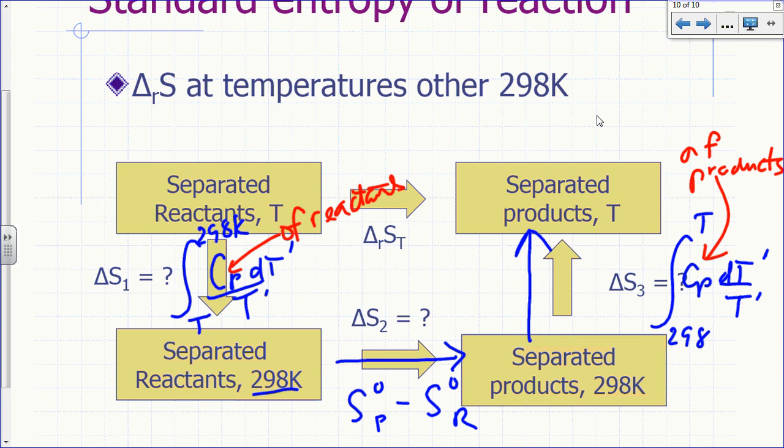So this is similar to what we did for delta H. This takes advantage of the fact that entropy is a state function, just like enthalpy. So that's the end of the third law presentation.